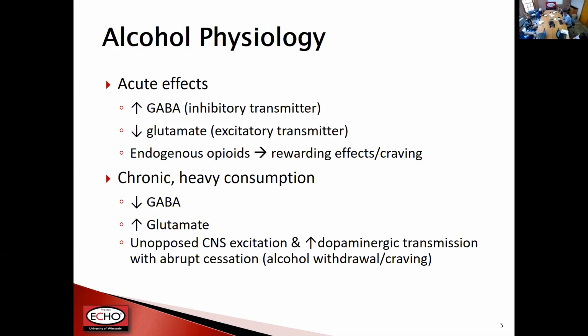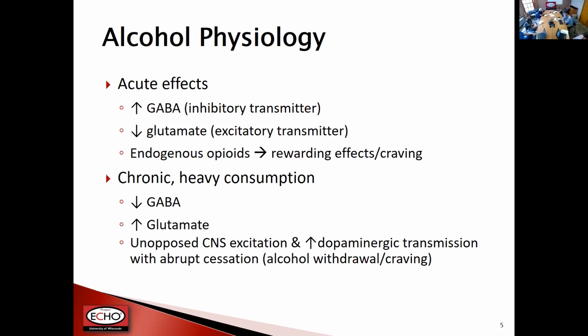Glutamate is reduced with the acute effects of alcohol. That's a primary excitatory neurotransmitter. And opioids may be involved in the final pathway around the rewarding effects of alcohol. And in the setting of long-term use, their deficit may be in part responsible for craving.